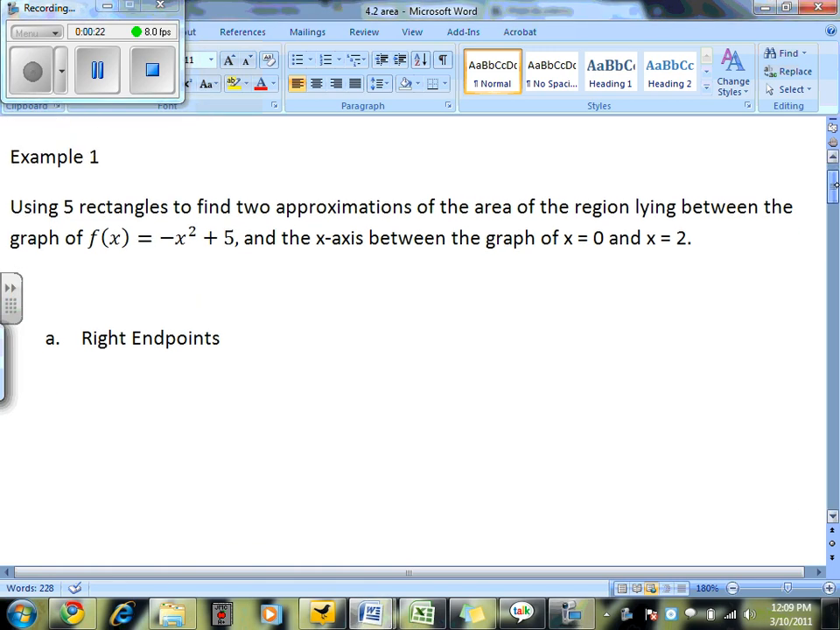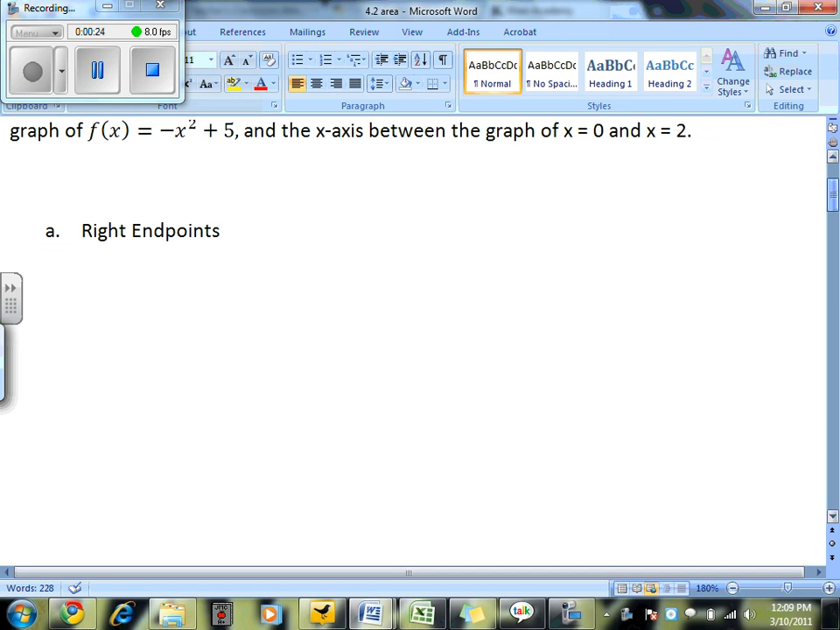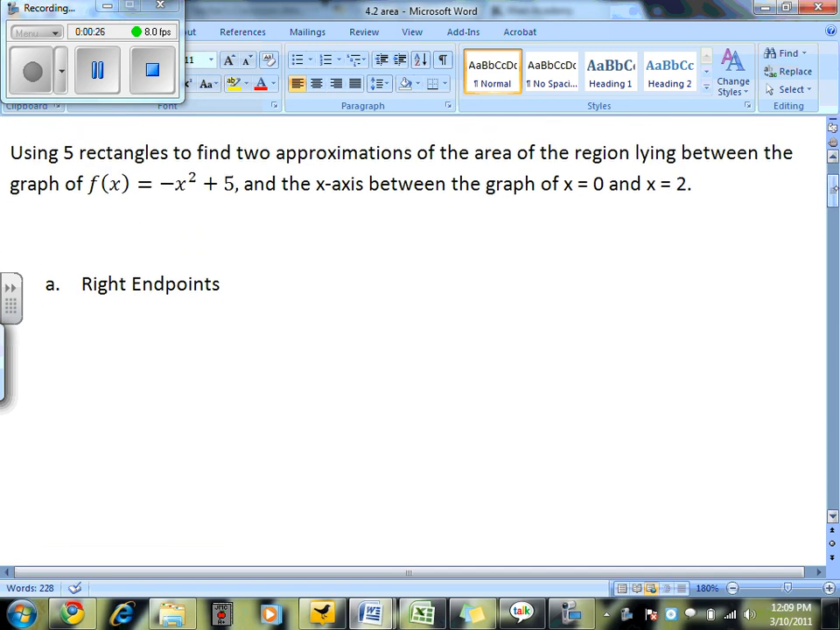All right, so where this comes from is our first example here. We're going to use 5 rectangles to find an approximation of the area of the region lying between the graph of f of x equal to negative x squared plus 5 and the x-axis between x equal to 0 and x equal to 2. So first of all, let me draw this function for us.